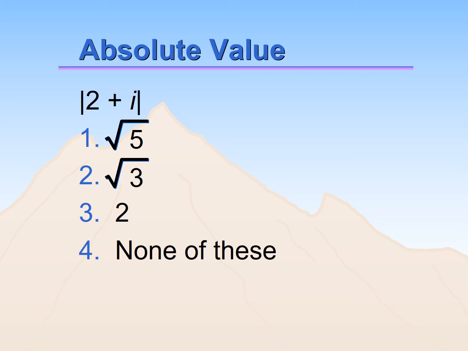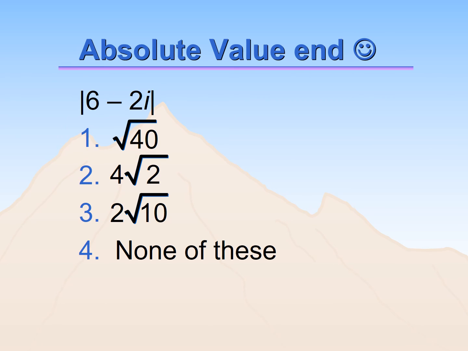Remember, to find the absolute value, or the distance from this complex number to 0, you are going to do the square root of a squared plus b squared. a should be 2 and b should be 1. So you should have the square root of 2 squared plus 1 squared, which would be 4 plus 1, which would be 5. So you should get the square root of 5, which is option number 1.